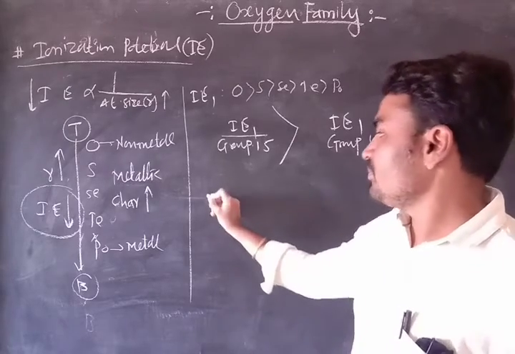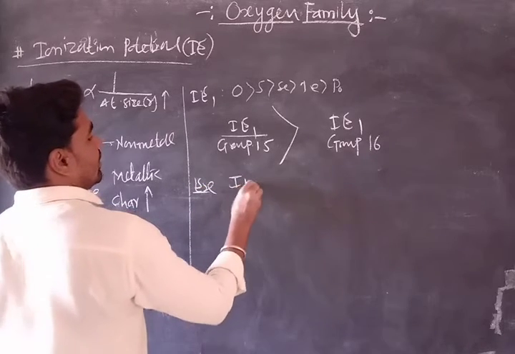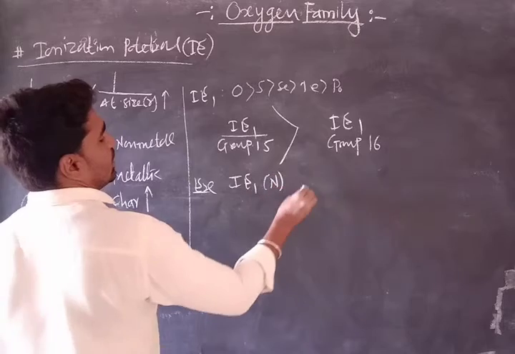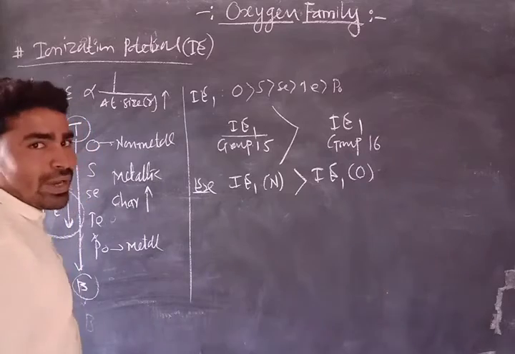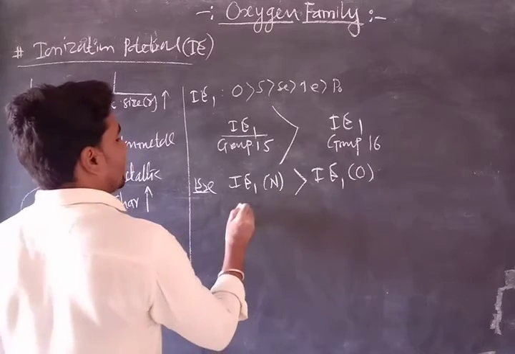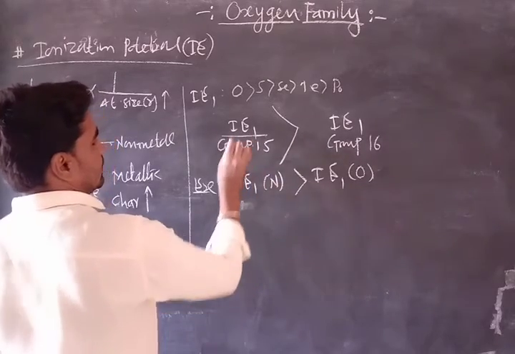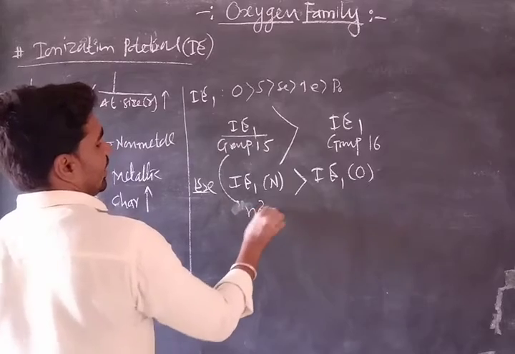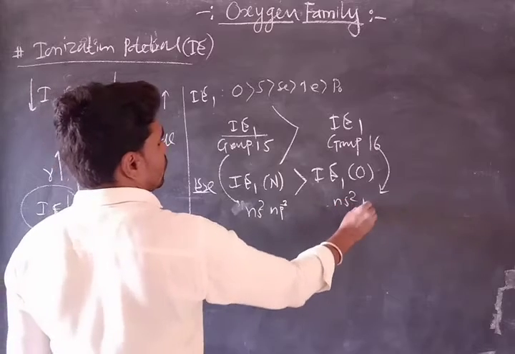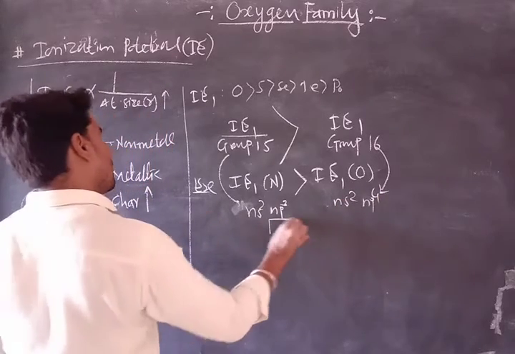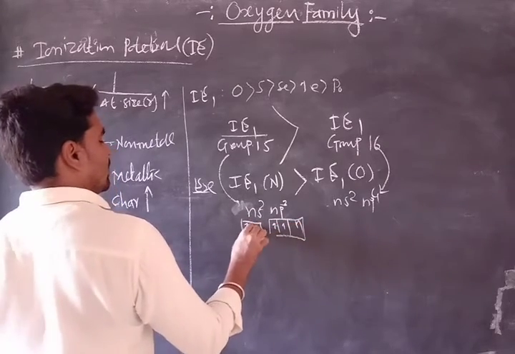So for example, the first ionization energy of nitrogen is greater than the first ionization energy of oxygen. Why? It is just because of the electronic configuration. I am going to write the general electronic configuration of this group. Group 15 has a general electronic configuration ns2 np3, and group 16 has a general electronic configuration ns2 np4. So here the p orbital has 3 electrons, and the s orbital is obviously completely filled.